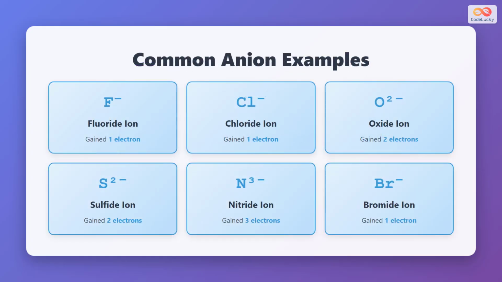Here are some common examples of anions. Fluoride, F-, forms when a fluorine atom gains 1 electron. Chloride, Cl-, gains 1 electron. Oxide, O2-, gains 2 electrons. Sulfide, S2-, gains 2 electrons. Nitride, N3-, gains 3 electrons. And bromide, Br-, gains 1 electron. Again, notice the pattern. The number before the minus sign tells us how many electrons were gained. For instance, oxide 2- means oxygen gained 2 electrons. You encounter these anions daily. Chloride is in table salt, fluoride is in toothpaste, and oxide ions are in rust.